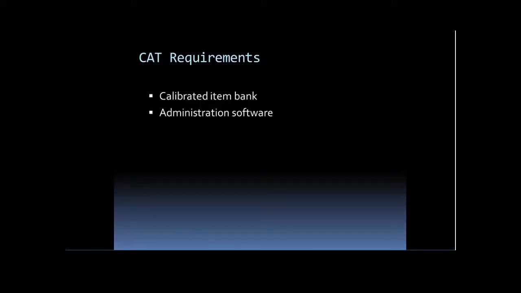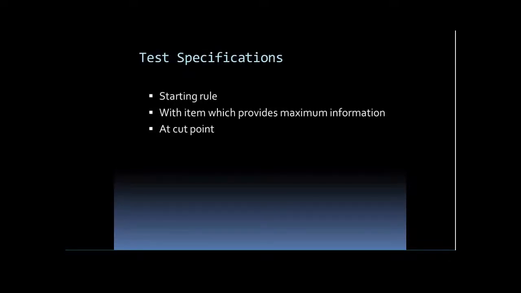So what do you need for CAT? You need a calibrated item bank and administration software. You need a starting rule. You need to have items which provide a lot of information. And if you're doing an ability CAT, you may want cut scores. Say, once we know the person's above or below, we can stop. Typically in PROMIS and NIH Toolbox, we're looking to get an accurate level for the person regardless of any particular cut score.